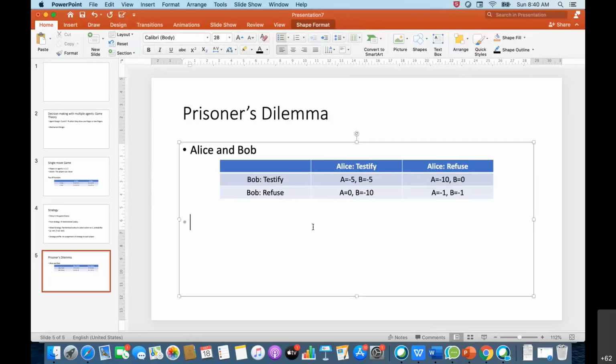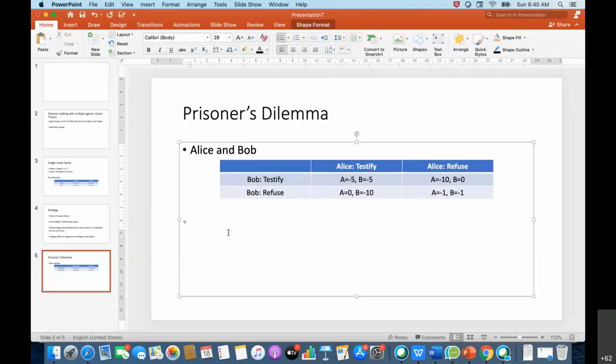Okay, so why? Because the outcome of the strategy testify is always better, independent of what the other player, that is, independent of what Bob is going to choose. This is why, for both of them, testify is the strongly dominant strategy.